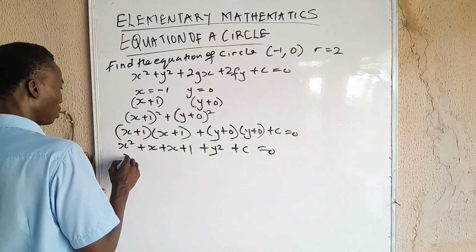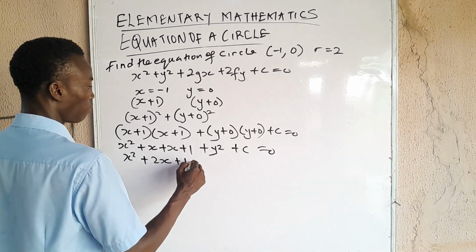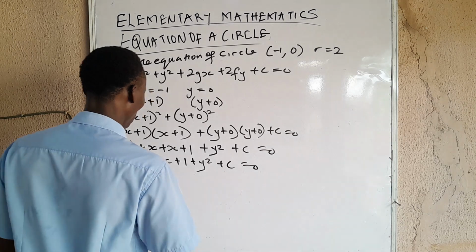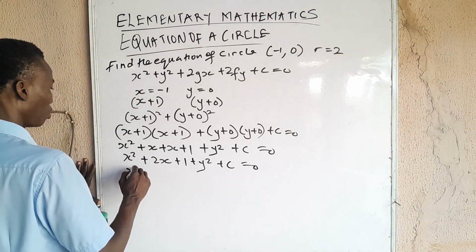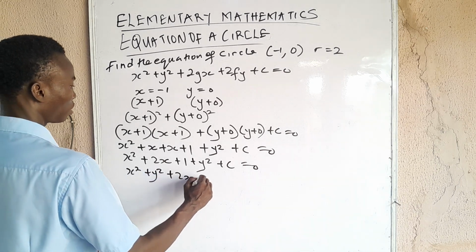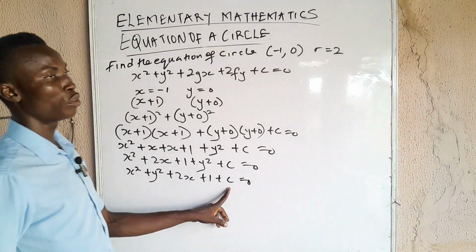So the next thing now is x squared. This one will give you 2x plus 1, followed by plus y squared plus c equals 0. So the expression that you are seeing in this place, you arrange it in order. So x squared plus y squared plus 2x plus 1 plus c equals 0.